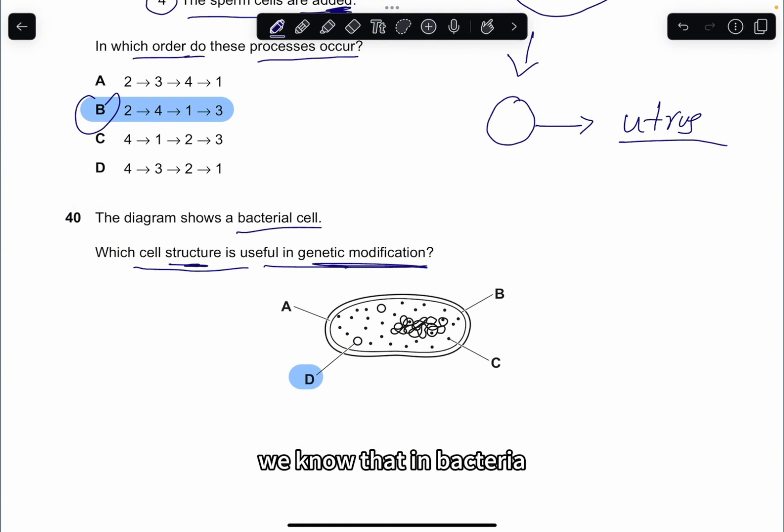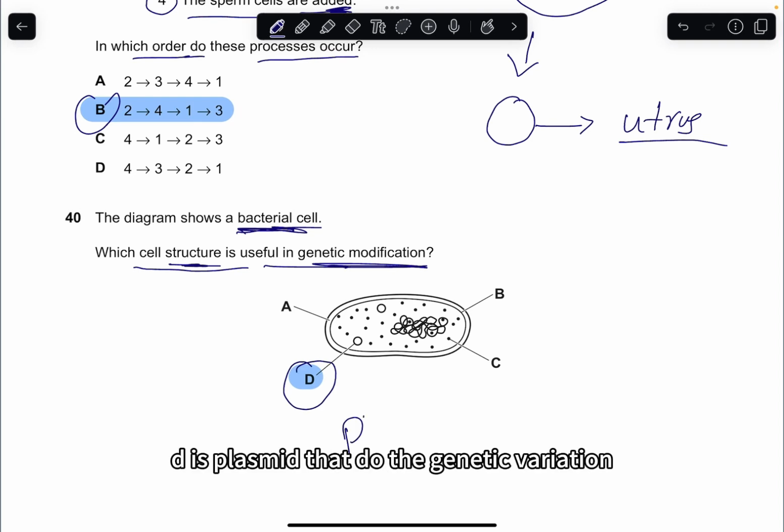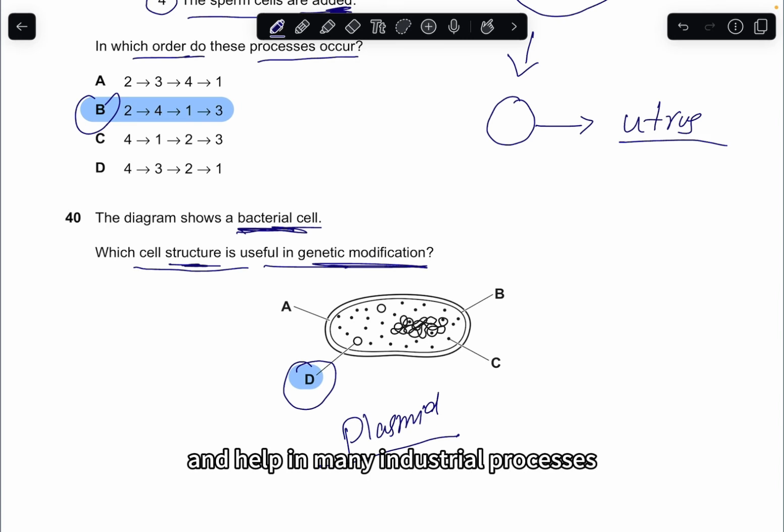Question number 40: in a bacterial cell, which structure is useful in genetic modification? So we know that in bacteria, the only structure that is useful is the plasmid. So D is plasmid, which does the genetic variation and helps in many industrial processes.